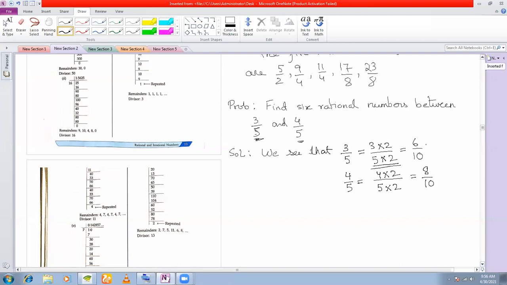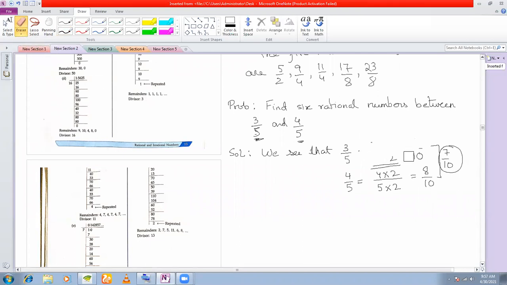Okay, but the problem is you're getting 6 by 10 and 8 by 10, and there is only one fraction between 6 by 10 and 8 by 10. What is that fraction? 7 by 10. Only 7 by 10 is the only fraction between 6 by 10 and 8 by 10, right? So we are not able to insert 6 numbers. There is only one rational number that we can insert between 6 by 10 and 8 by 10. So what we do is we try the next number.